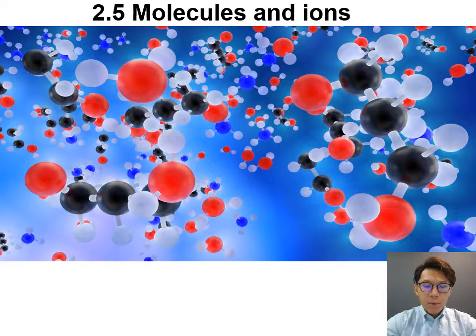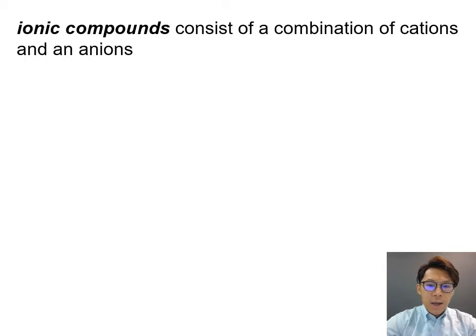Hi, today we'll go into one of the topics known as molecules and ions. In this topic, we look into different types of substances, including molecules, ions, compounds, cations, anions, and also acids, bases, and hydrates. So what is an ionic compound?